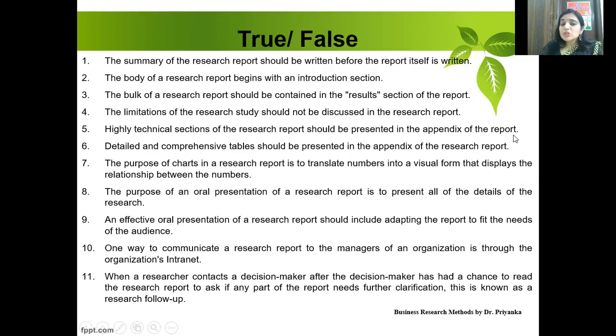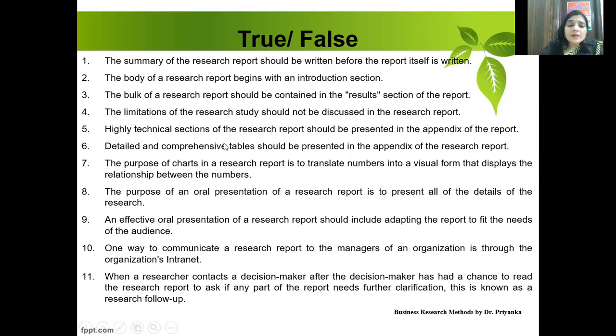Fifth is, highly technical sections of the research report should be presented in the appendix of the report. Yes, they should be. It is true, because some people might not be interested in that, and it might distract their flow while reading the report. So you should always give such technical tables at the end, and you should write your report in such a way that it does not even look like a missing part of the report.